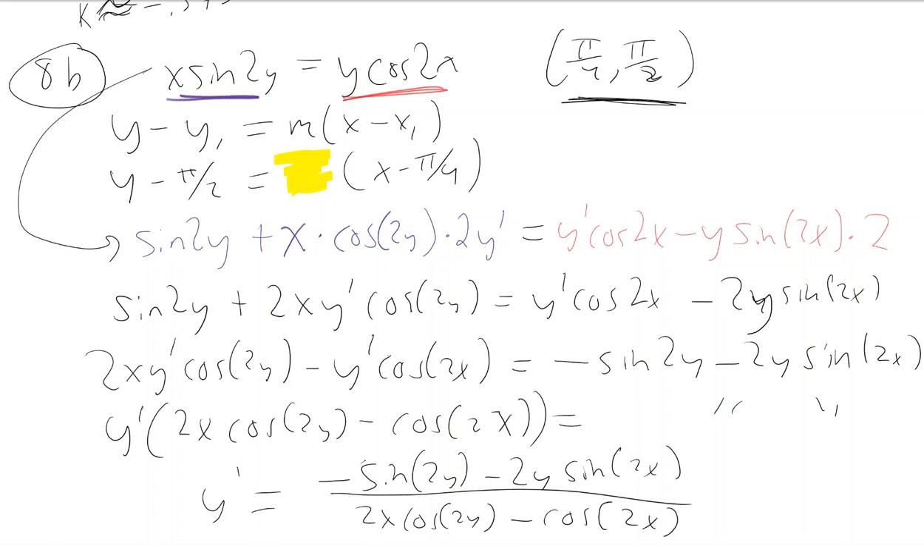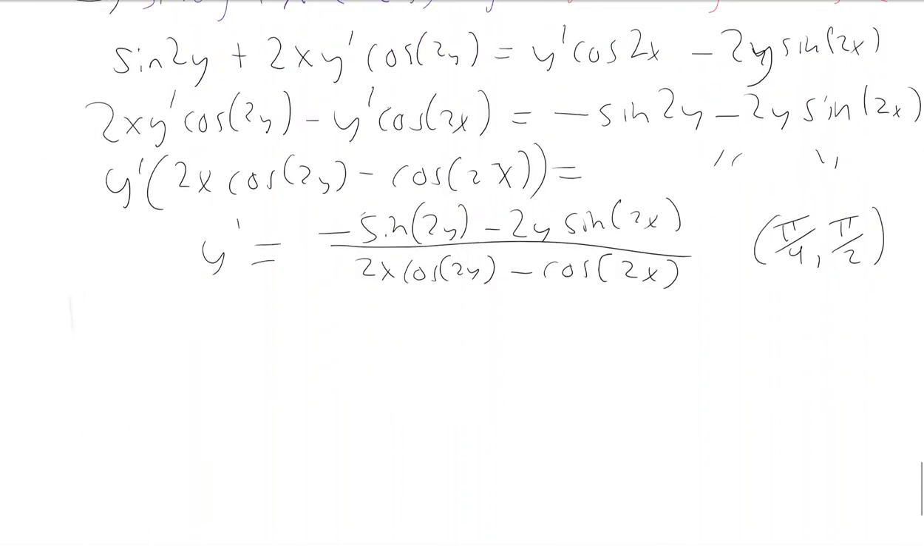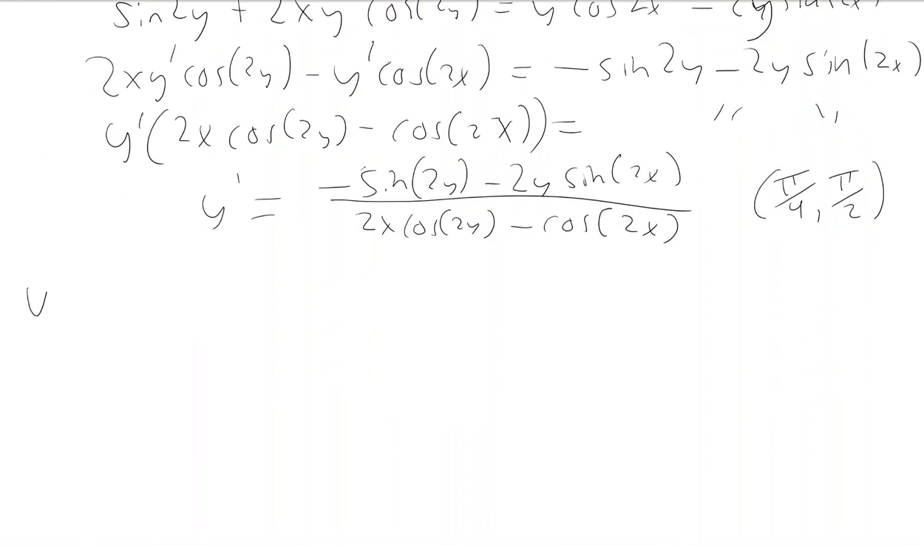And so again, the whole point of all of this work is this is basically a formula that will tell me the slope at any instant of this equation. It's a weird equation, so it's going to have a weird derivative. Okay, but I really only care about this point. So now I'm going to plug that in. So y prime at pi over 4, pi over 2.